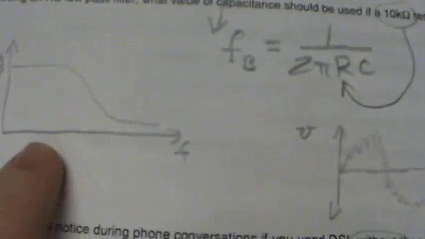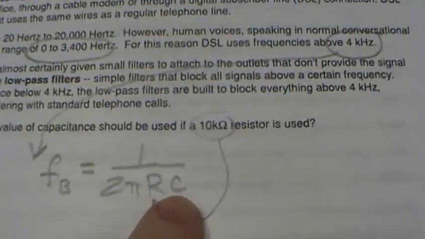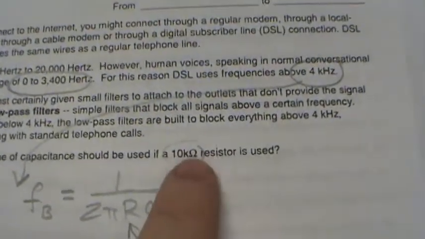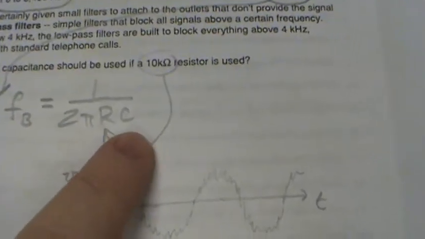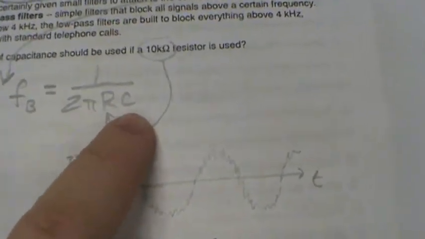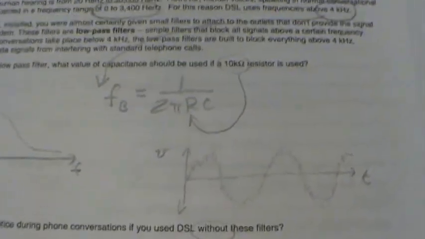So what you'll need is a low pass filter, and to determine what the capacitance is for this, you look at the resistance they give you and you look at the breakpoint frequency that they're defining there, and you solve for C. So it's really not that difficult to solve for C in this algebra expression. It's more of a concept thing in this problem.